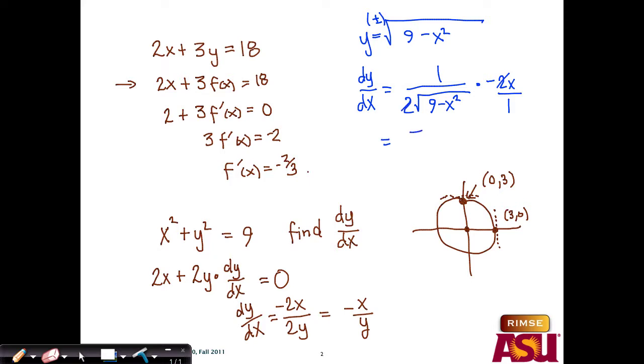and we'll end up with -x over square root of 9 minus x squared, which doesn't look quite the same as this, but -x over y and -x over the square root of 9 minus x squared, when y is equal to the square root of 9 minus x squared, they're equivalent, just written in different forms.